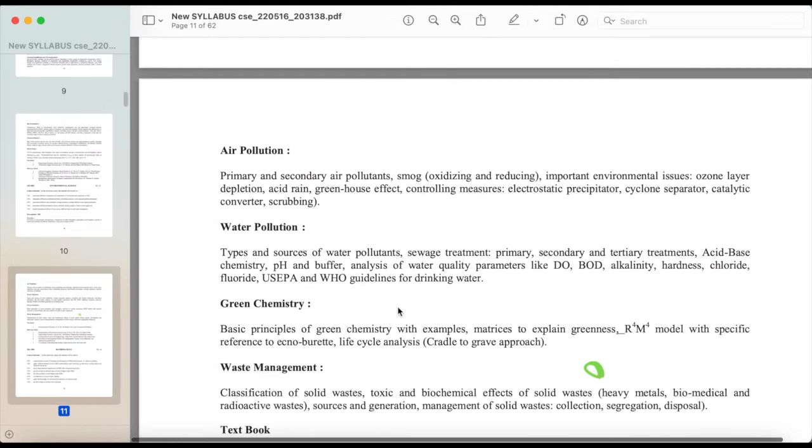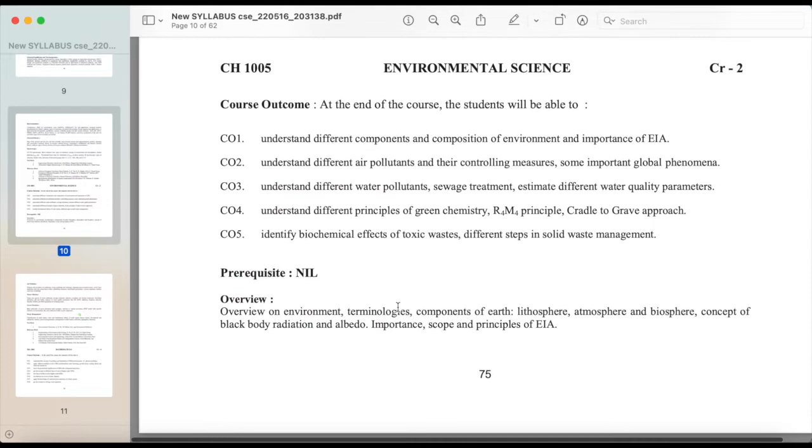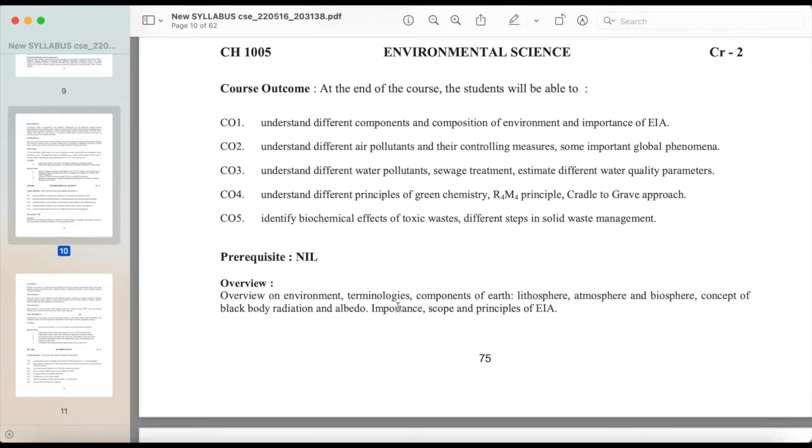Chapter 1005, Environmental Science. Course outcome: at the end of the course, the students will be able to: CO1. Understand different components and composition of environment and importance of EIA. CO2. Understand different air pollutants and their controlling measures, some important global phenomena. CO3. Understand different water pollutants, sewage treatment, estimate different water quality parameters. CO4. Understand different principles of green chemistry, the R4M4 principle, cradle-to-grave approach. CO5. Identify biochemical effects of toxic wastes, different steps in solid waste management.